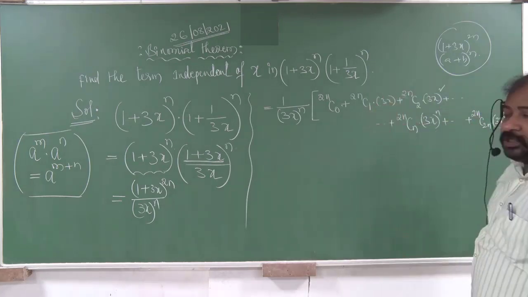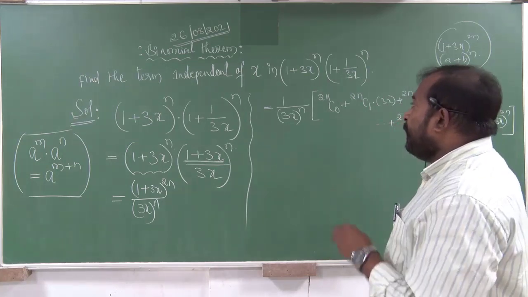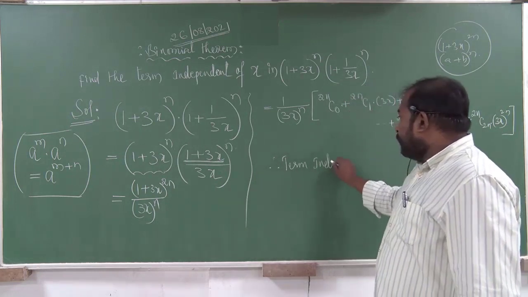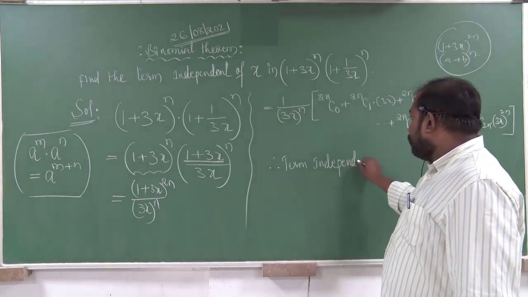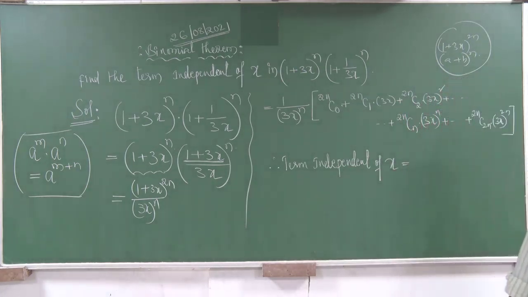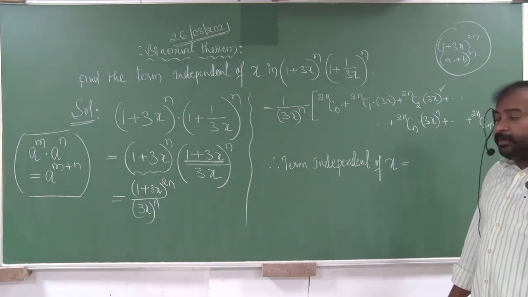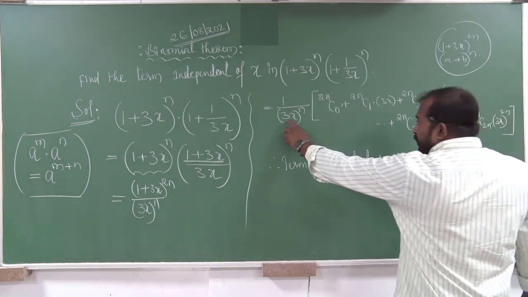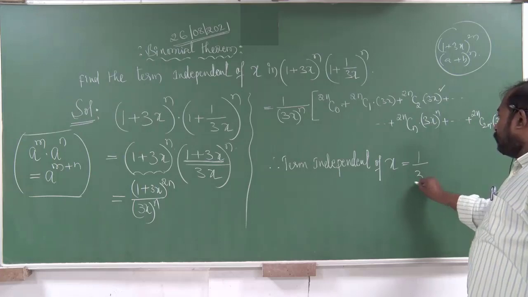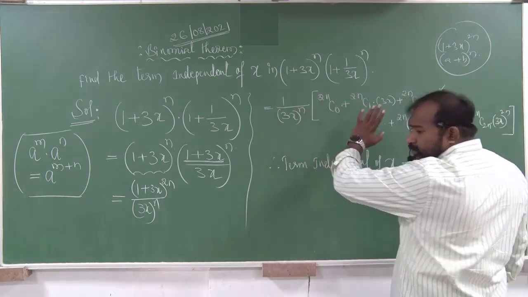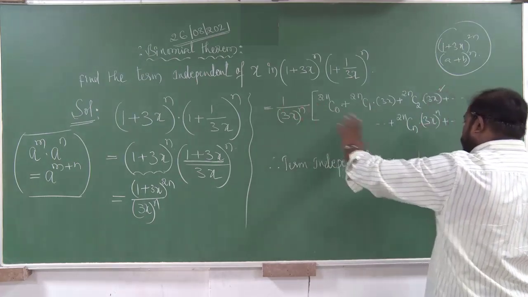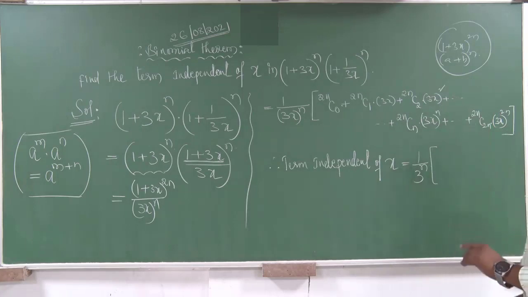In this total expansion, our requirement is the term independent of x. Term independent of x means, here 3 into 3 power n into x power n is there. So in each and every term, 1 by 3 power n is compulsorily there. 2n c0 by this value, 2n c1 by this value, like that 1 by 3 power n in each term will be there.